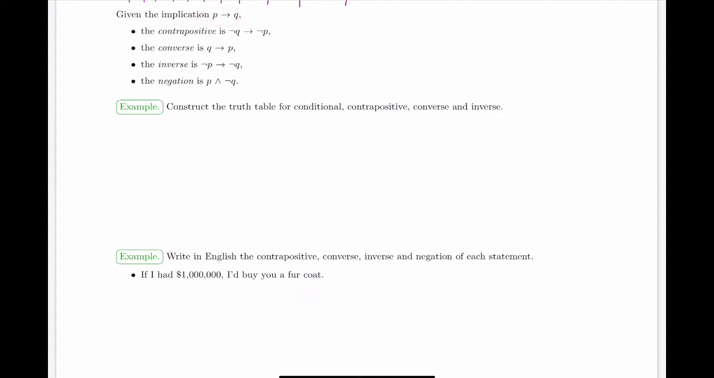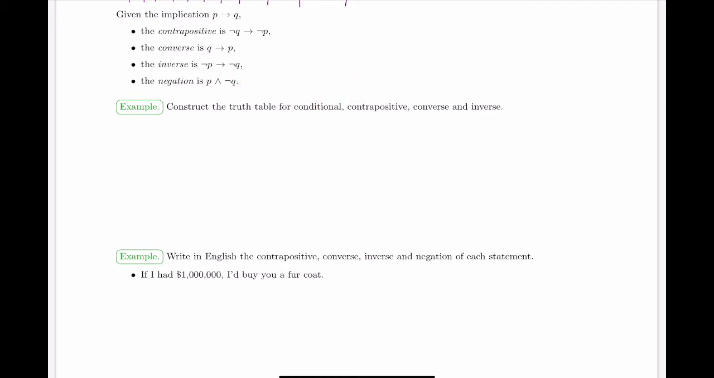So if I start with P implies Q, the contrapositive is defined as not Q implies not P. So I flip the order around and I negate both sides. The converse of the original statement is defined as Q implies P, so all I did was flip the order of the hypothesis and the conclusion. The inverse means the order stayed, but each side had now been applied with negation. And finally, the negation is quite literally not P implies Q, which we have above simplified to be P or not Q.